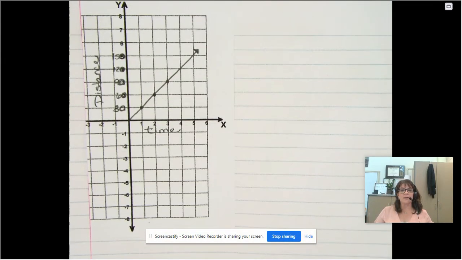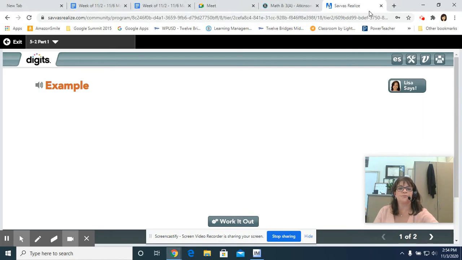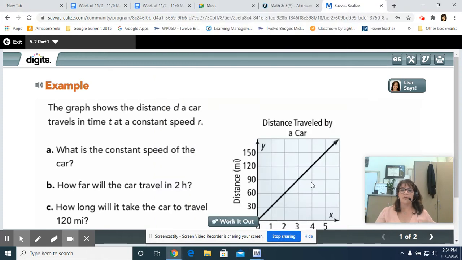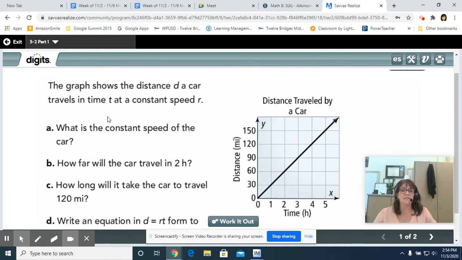Now, the other thing that we can do, and I have a graph pre-written here, but I want to show it to you somewhere else. And it's right here. The graph shows the distance d of a car traveling in time t at a constant speed r. It's just saying that for every 1 hour that the car goes, it's going a certain distance. The very first question it's asking us based on this graph is, what's the constant speed? Then it's asking us how far in 2 hours. Then it's asking us how long will it take to go 120 miles? We all want to know how long till we get there. And last, write an equation.